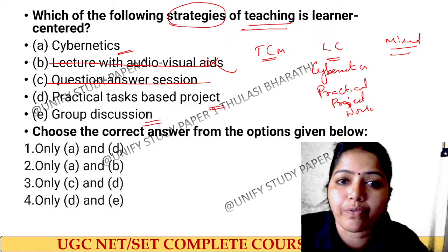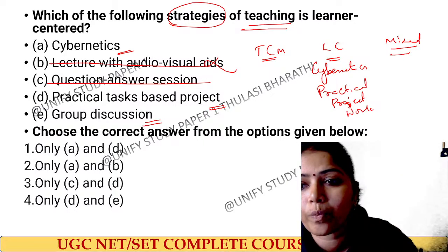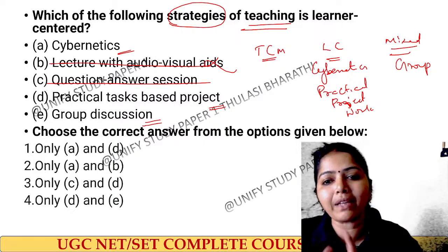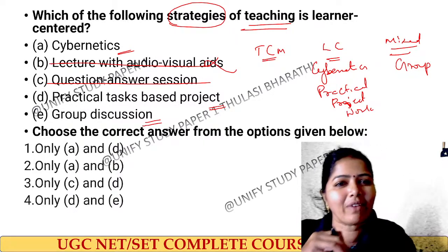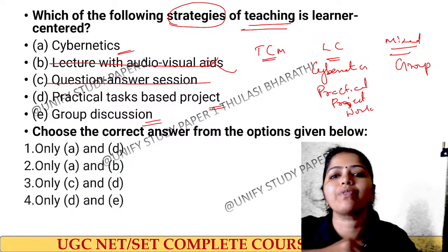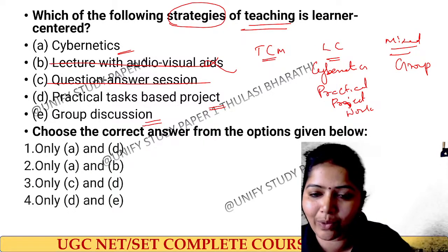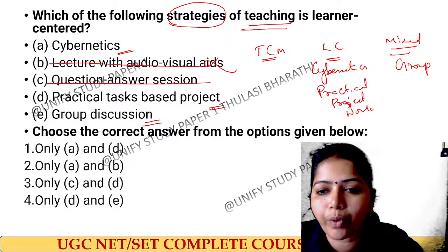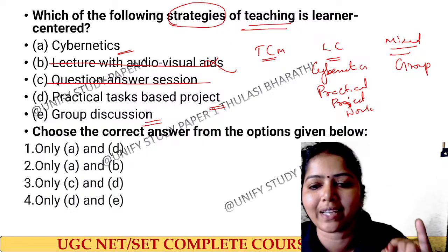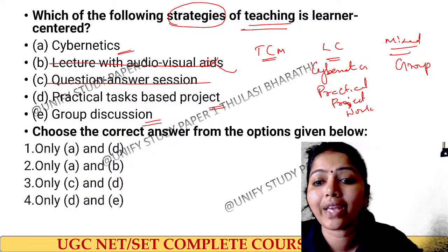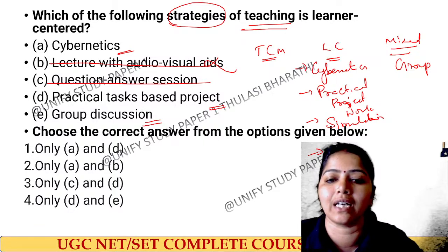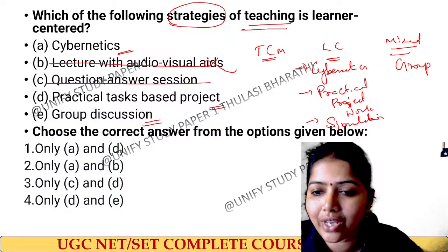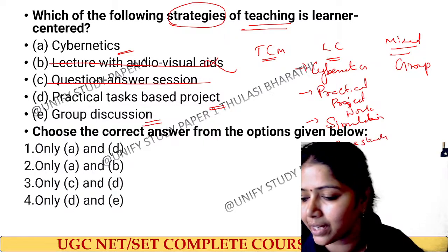These are the strategies of teaching in learner centered, whereas group discussion comes under the mixed method of teaching, where the people sit together. One may be very good, one may be very less in learning. That kind of task we call group discussion method. Please try to understand the difference. Pure learner centered methods include cybernetics, group project work, simulation based learning, case study and heuristic method. All these come under learner centric.